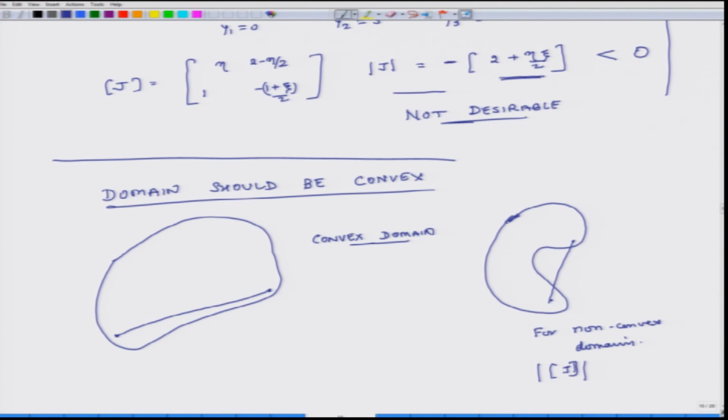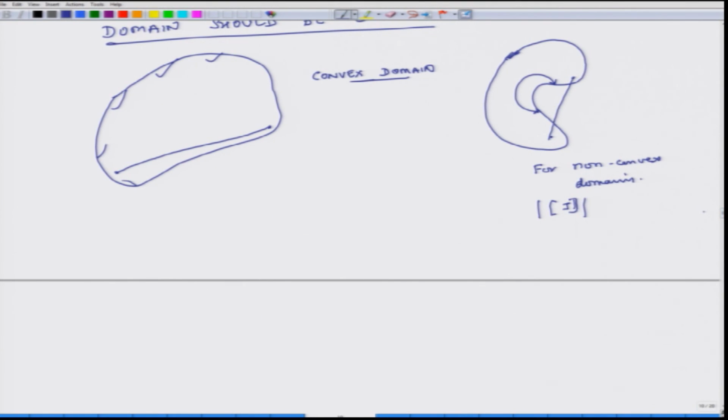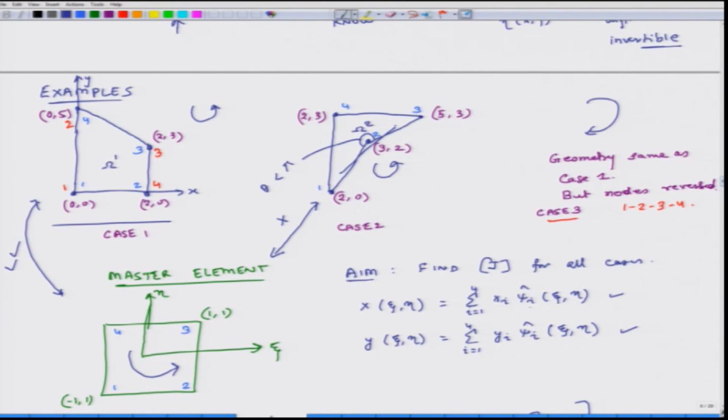See, here the angle is more than pi. Here at every point the angle is less than pi. So, J is invertible only for convex domains. So, two important things we have learnt: we have to make sure that our elements remain convex, and the second thing is that our numbering is important, otherwise at assembly level we will have a problem.